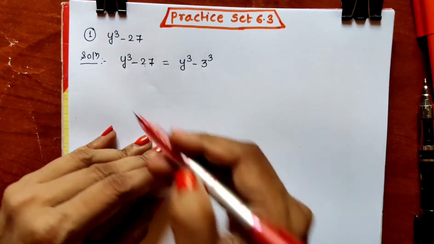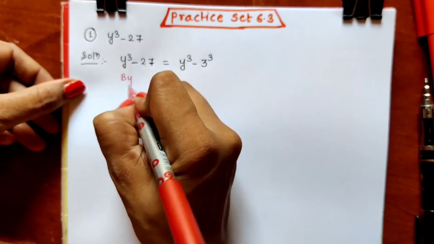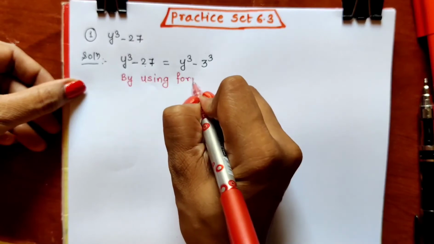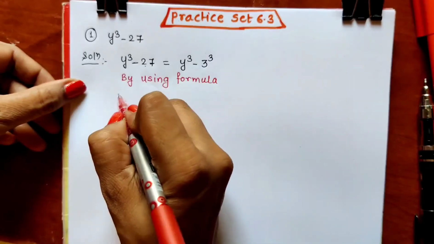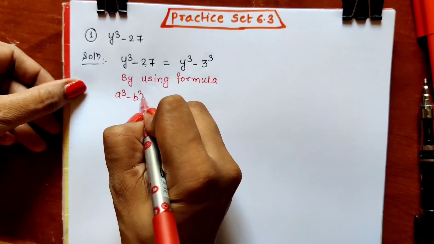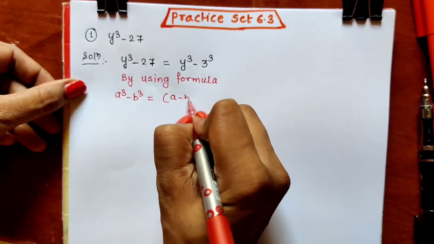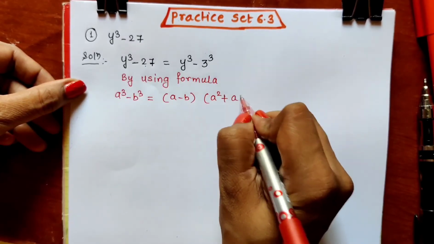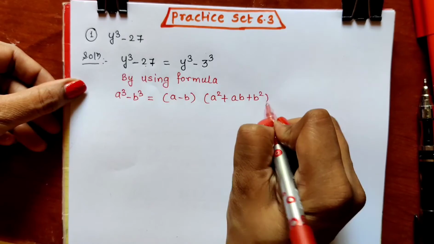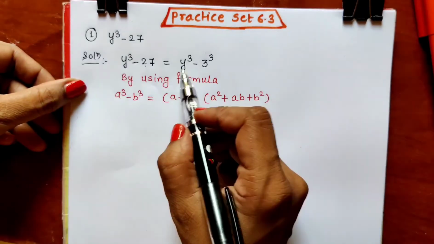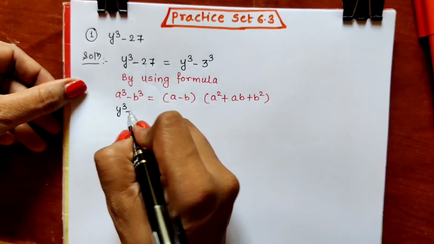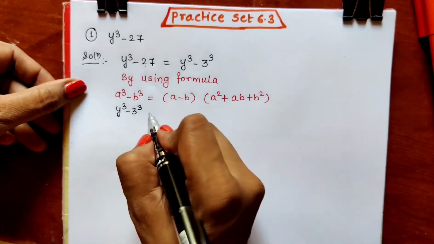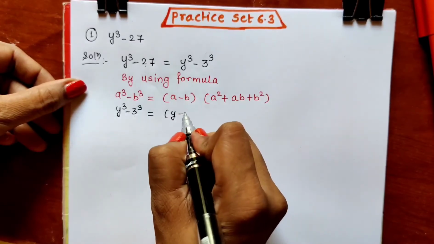Now let us use the formula. By using the formula, a cube minus b cube is equal to a minus b in first bracket, and in second bracket all signs are plus, a square plus ab plus b square. Now write the sum, y cube minus 3 cube. So our a is y and b is 3. So in place of a we will be writing y, minus, b is 3.